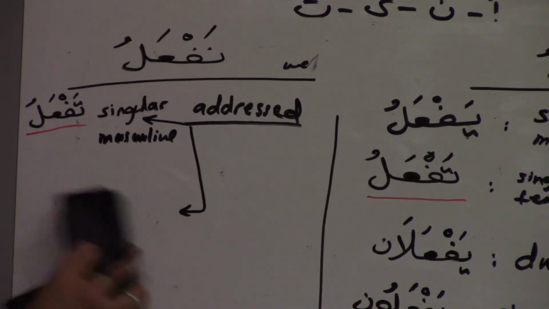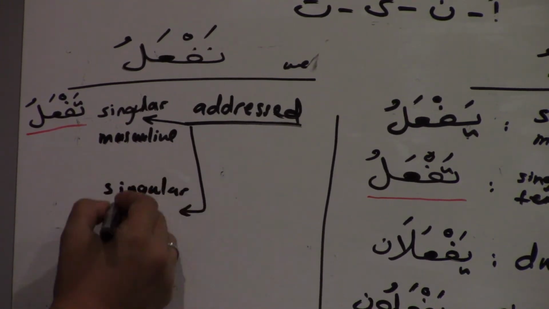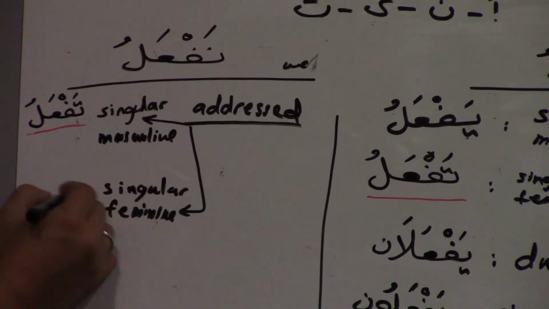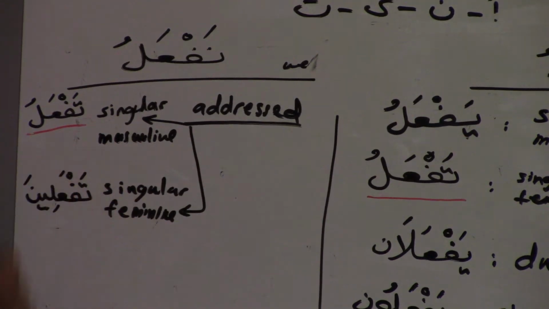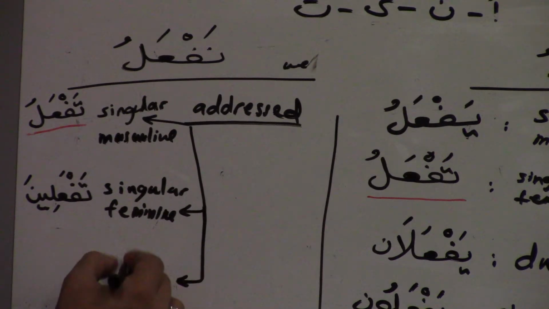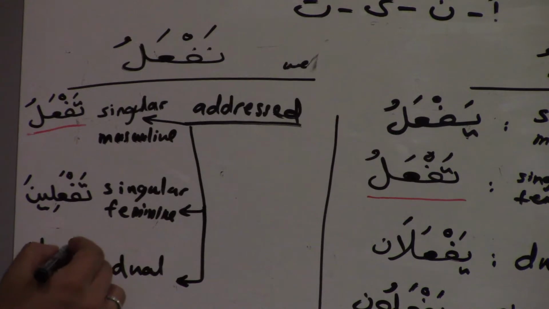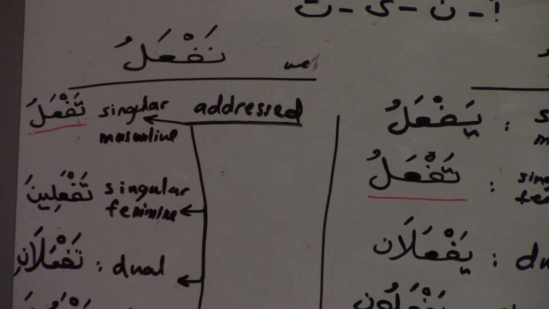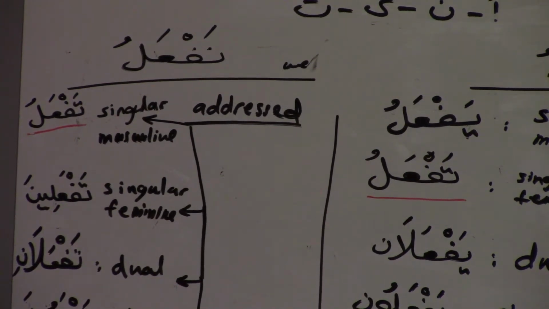Let's say singular feminine. So if you're talking to one guy, you say أنت تفعل. If you're talking to one lady, you'll say تفعلين. If you're talking to two people, you'll say تفعلان. If you're talking to a plural masculine, تفعلون. If you're talking to a group that is strictly females, أنتن تفعلن.